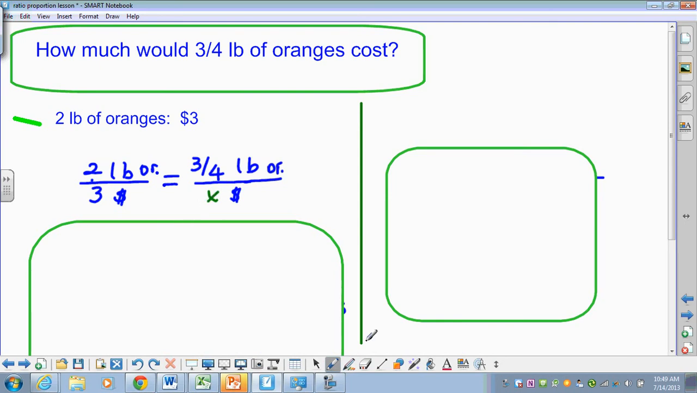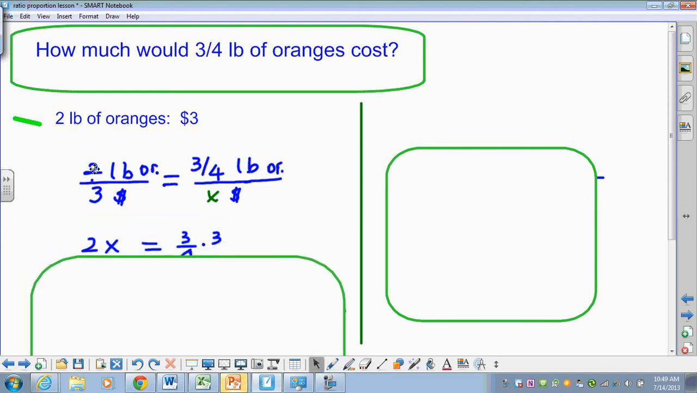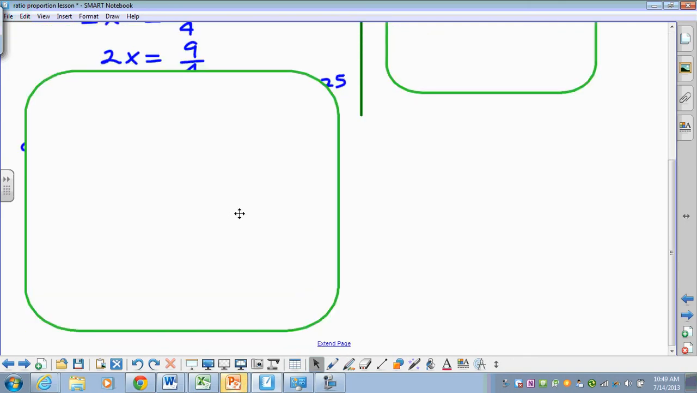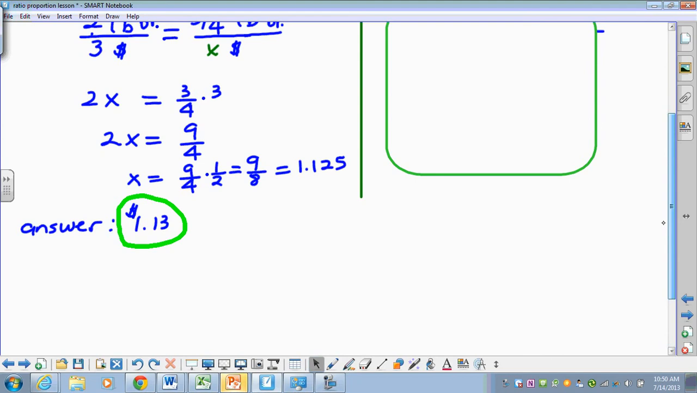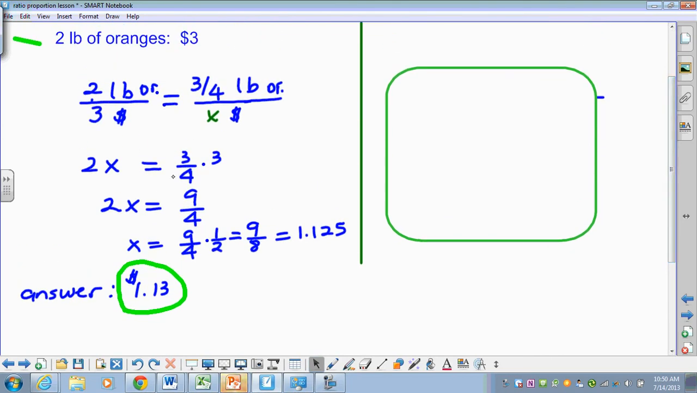We can solve this equation by using the cross multiply method. So simply multiply 2 times x equals 3 times 3/4. So 2x equals 3/4 times 3. Let's simplify the right-hand side. You can regard the right-hand side as 3 over 4 times 3 over 1. So product of two fractions in a way. Multiply the tops, multiply the bottoms, and you get 9/4. So now you have 2x is equal to 9/4.